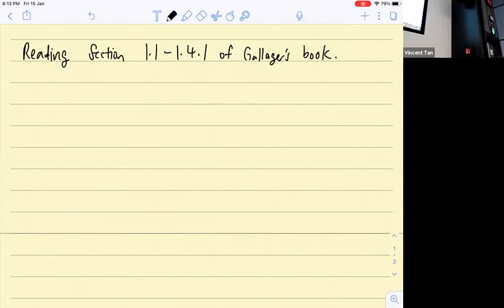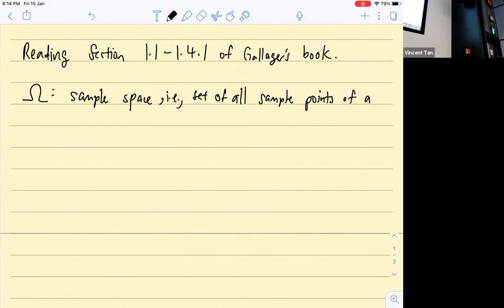So where do we start from? We start with sets. Omega is known as the sample space. This is the set of all sample points or possible outcomes of an experiment. By the way, Vivek, I will also upload what I'm writing now, but it's the same as what I already uploaded.